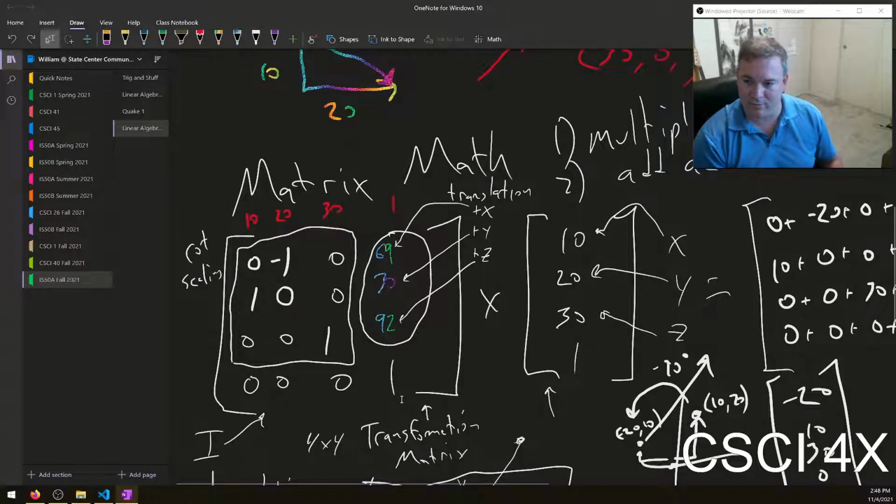And that's what your quiz for today is going to be. It's just going to be looking at maybe doing one of these multiplies, and then looking at this thing and just figuring out the translation part, the rotation part, and the scaling part. Okay.